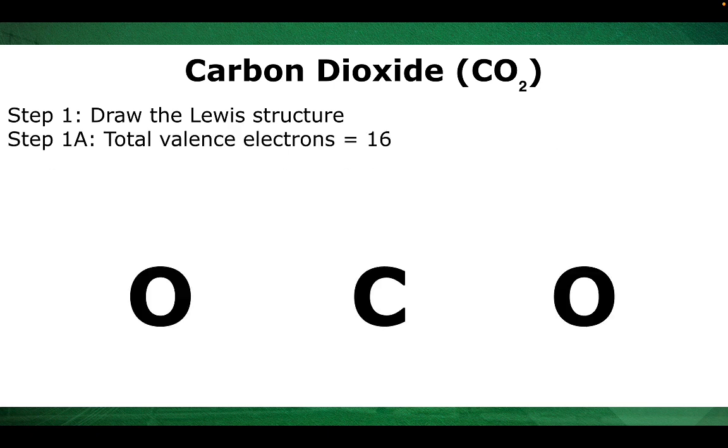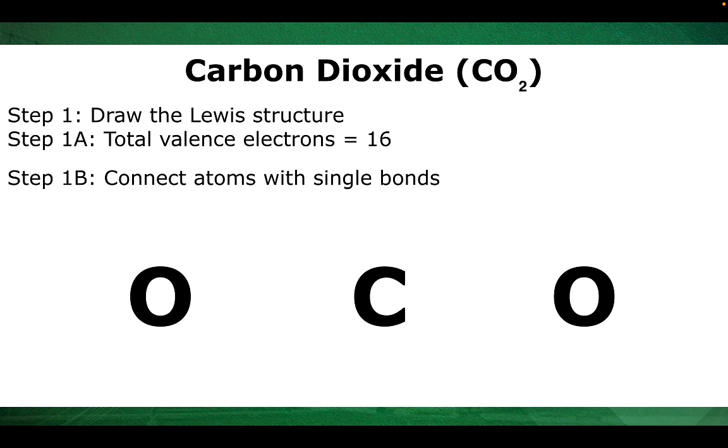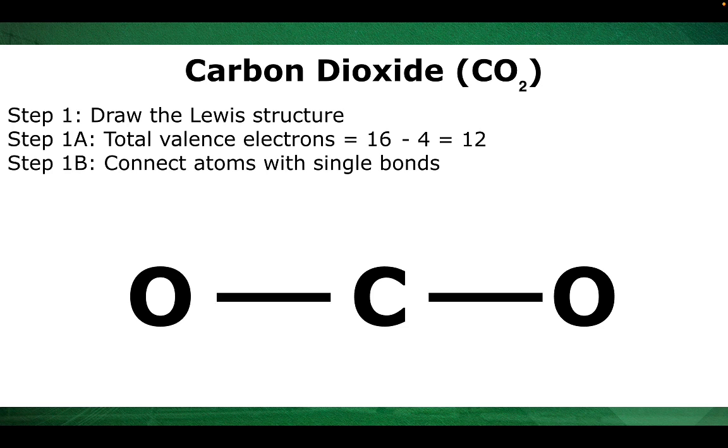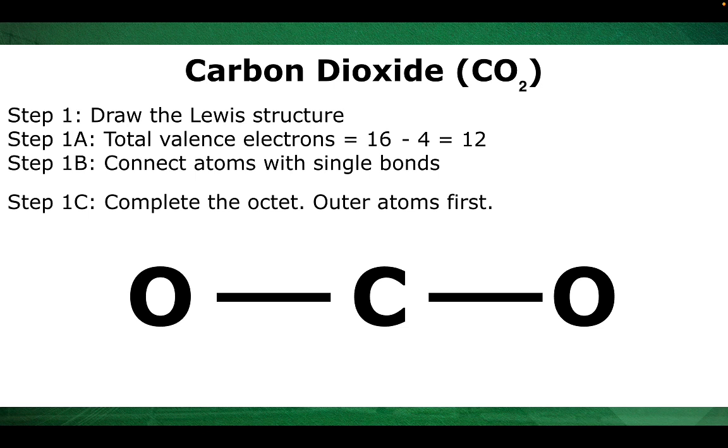So I have something like this. Step 1B is to connect the atoms with single bonds. Now remember, each bond will use 2 electrons. You're putting 2 bonds, so basically you use 4 electrons. So you have remaining 12 valence electrons. Step 1C is to complete the outer atoms first. Oxygen here already has 2 electrons from the bond. You need to make it 8, so that would be 3, 4, 5, 6, 7, 8. You use 6 electrons, subtract that from the remaining, so you have 6 electrons left.